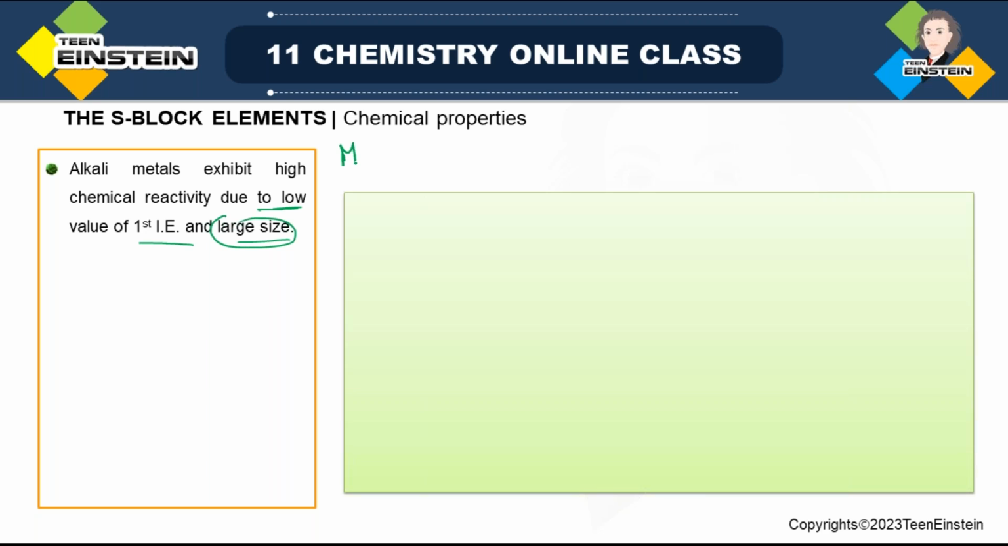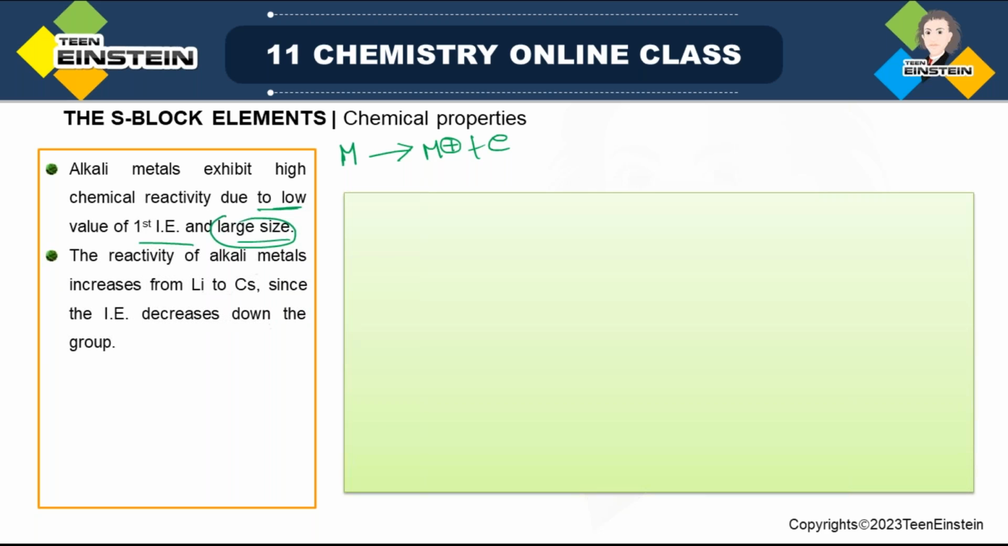Simply take any metal, that is a group 1 metal. If it can lose an electron very easily, it can form plus, and that lost electron can react now with other elements. The reactivity of alkali metals is high, that is fine, but what will be the trend?